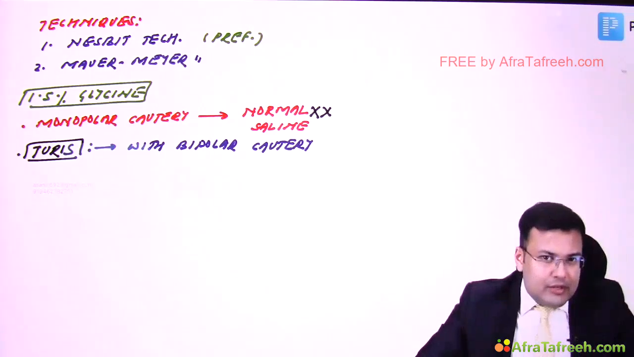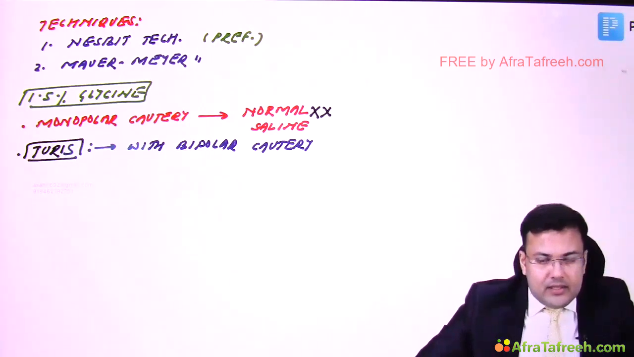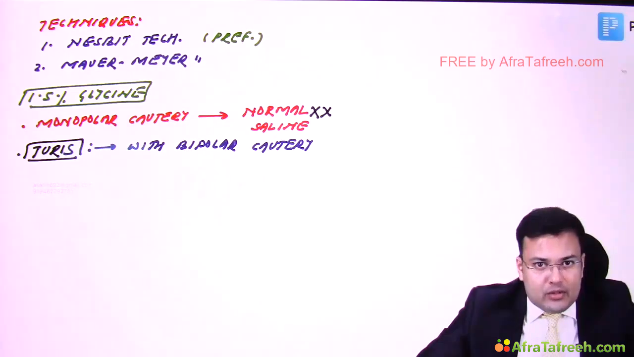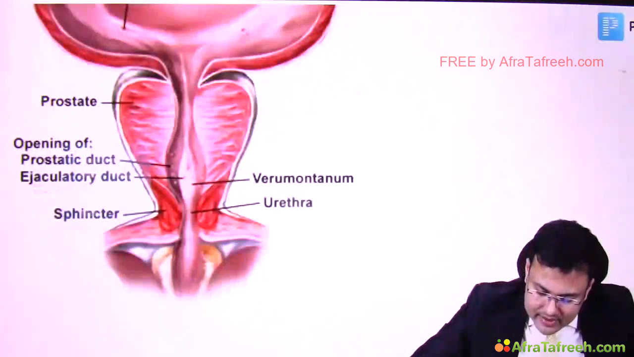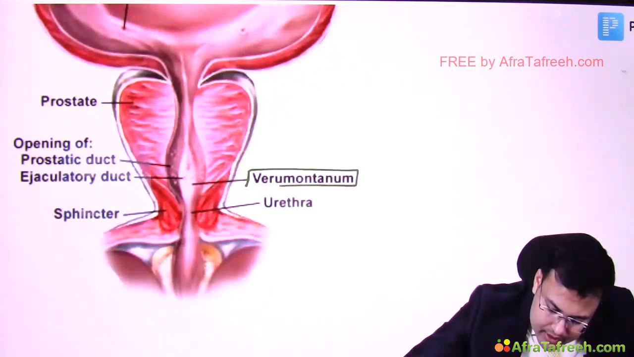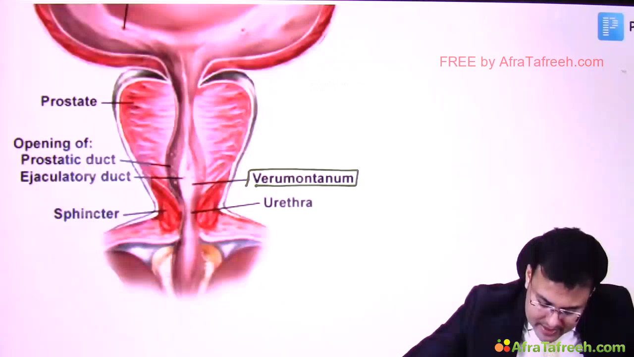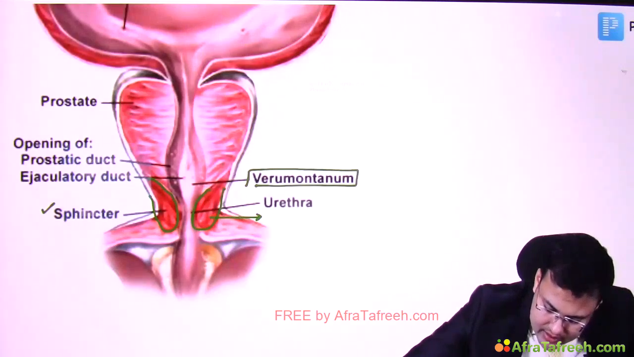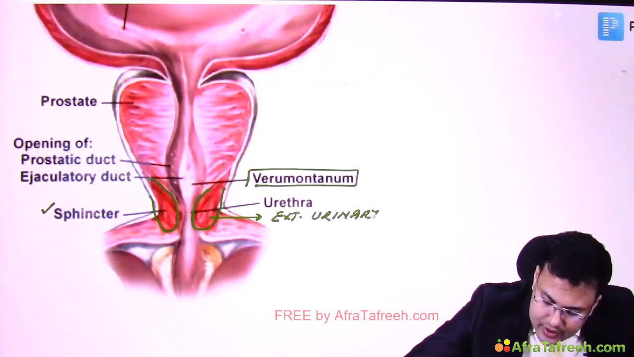Okay, another point which is very important in BPH and TURP, and that is the landmark. What is the most important distal landmark in TURP? That is the verumontanum. Now see the anatomy. This is the bladder, this is the prostate, and this is the verumontanum. If you see the relation of this verumontanum, it is just proximal to this sphincter. And what is this sphincter? This is the external urinary sphincter.